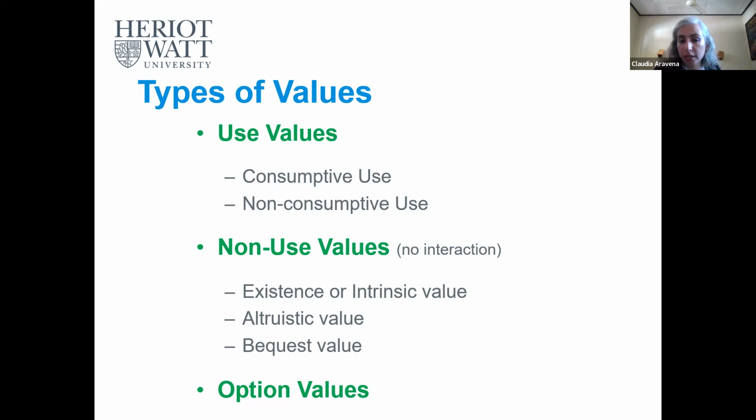So I may not use it, but then I have this bequest value, which is I want my future generations to enjoy it. So again, non-use values, not interaction with a good, but still we have a value, we value that good or service. And then we have the option value. The option value is you are not using, there is no interaction with a good again, but you may have the option to use it in the future.